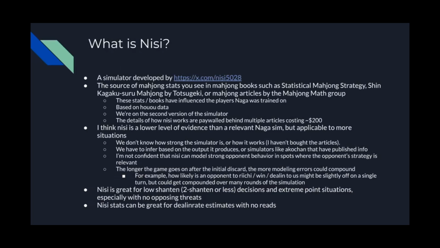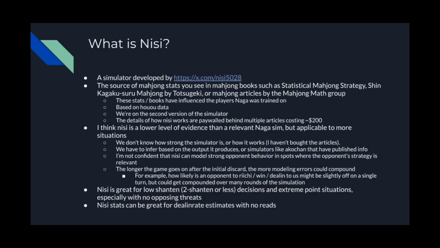We're on the second version of the simulator, and the details of how it works are paywalled behind $200 of articles. So I have not read these articles, so I can't tell you how exactly it works, but we can kind of guess based on how other simulators like Akochan work. I believe an early version of Akochan has a paper out that I have read.